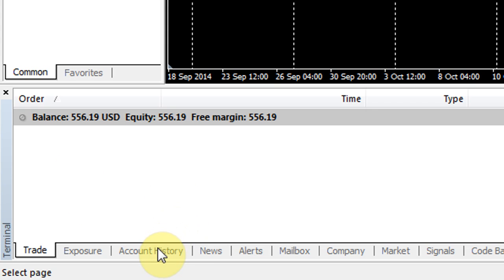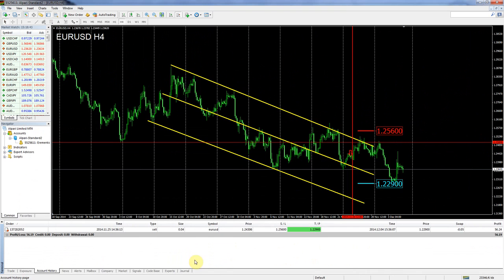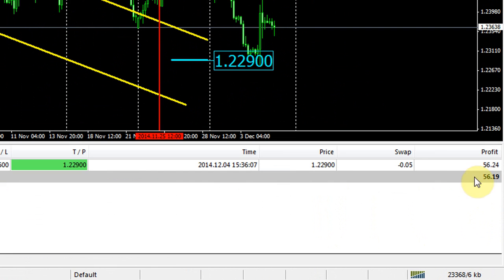So I'll just quickly open the account history tab, and here we can see that our order is up at the top here, and the take profit is highlighted in green, meaning that the order was closed at take profit, and here you can see the profit is specified. So after subtracting swap, it's $56.19. So congrats on that. It's a really amazing feeling when you see a profitable order on your real Forex trading account.